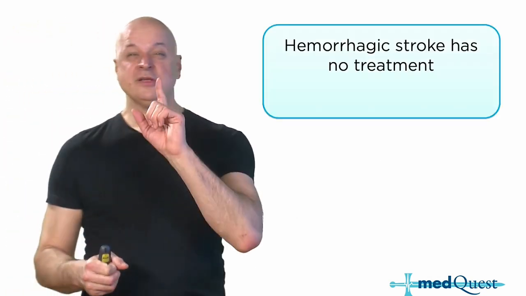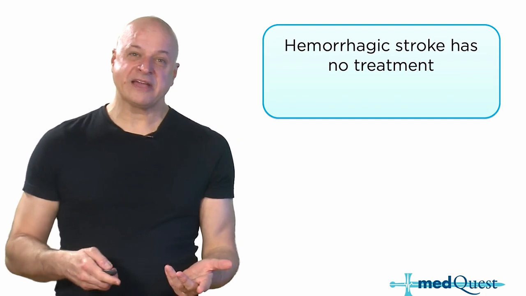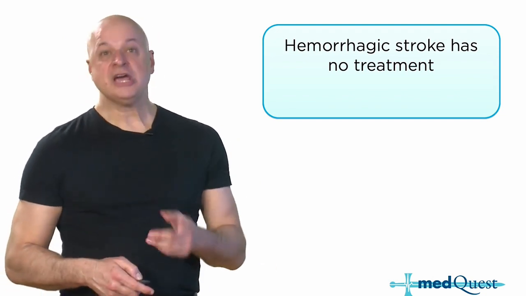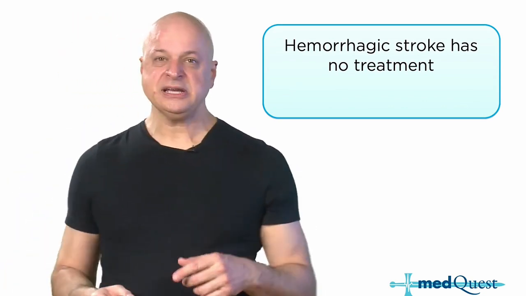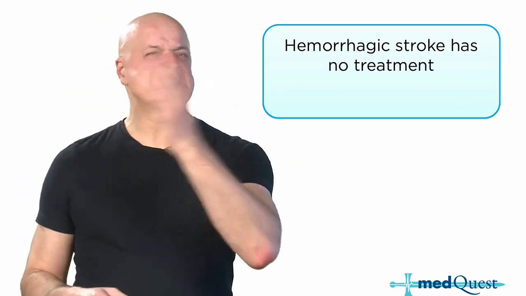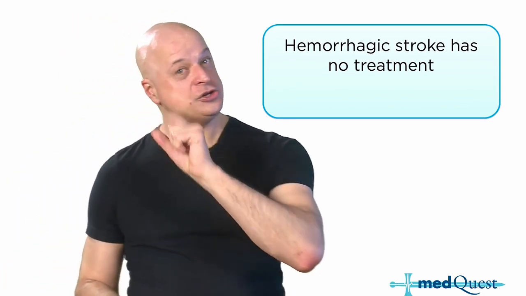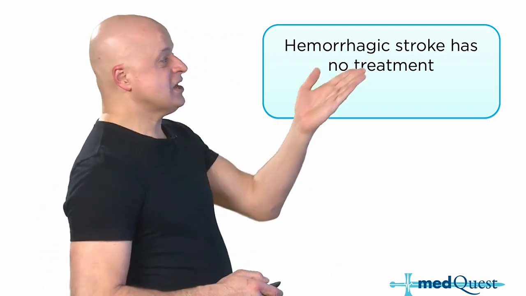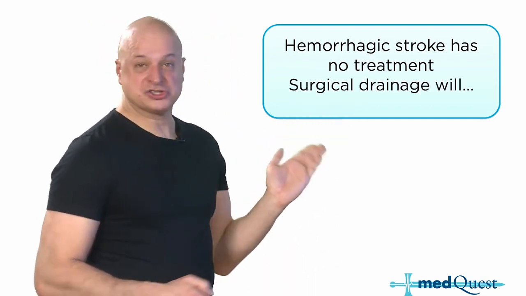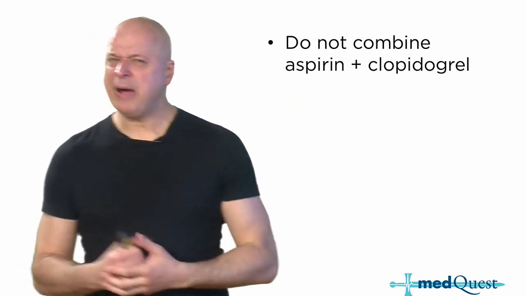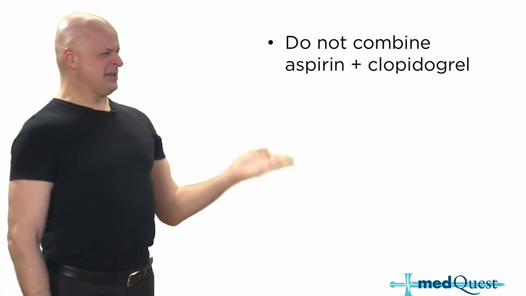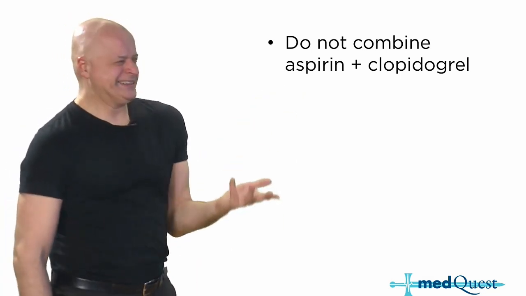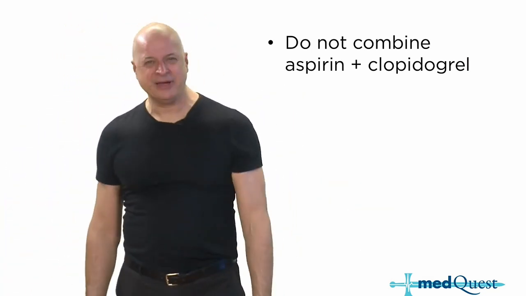Now, if you're more than 4.5 hours after the onset of stroke, it's too late for thrombolytics, what can we do? Well, you can do an aspirin, certainly. But aspirin only prevents the next stroke. So what can you do if you're more than 4.5 hours? There's no treatment for hemorrhagic stroke. The surgical drainage is only going to make it worse. So why not combine? Wait a second, fishy. I've seen plenty of patients on dual antiplatelet therapy. What do you mean don't combine them?